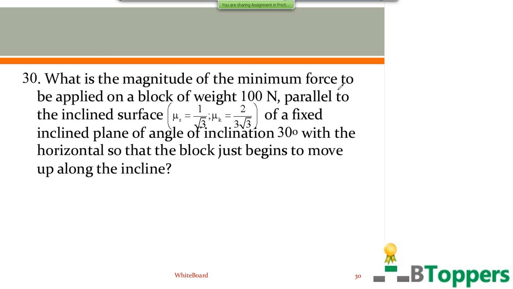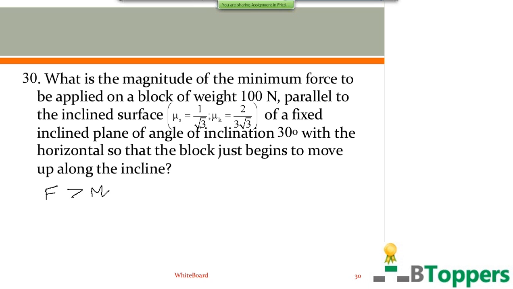What is the magnitude of the minimum force to be applied on a block of weight 100 newtons parallel to the inclined surface? Mu s equals 1 by root 3 and mu k equals 2 by 3 root 3. A fixed inclined plane has an angle of inclination of 30 degrees with the horizontal, so that the block just begins to move up along the inclined plane.